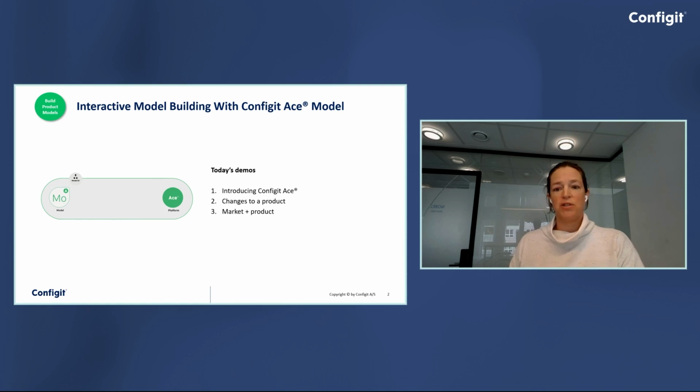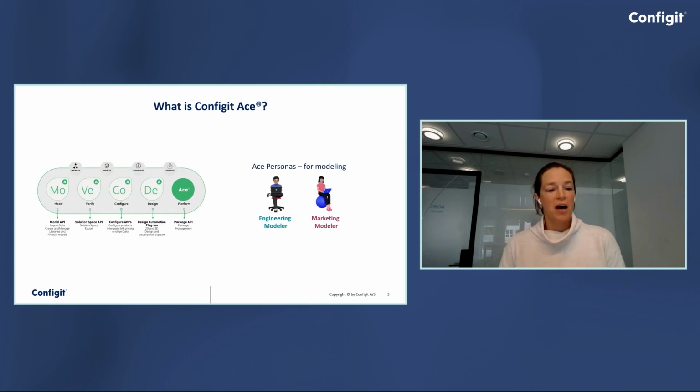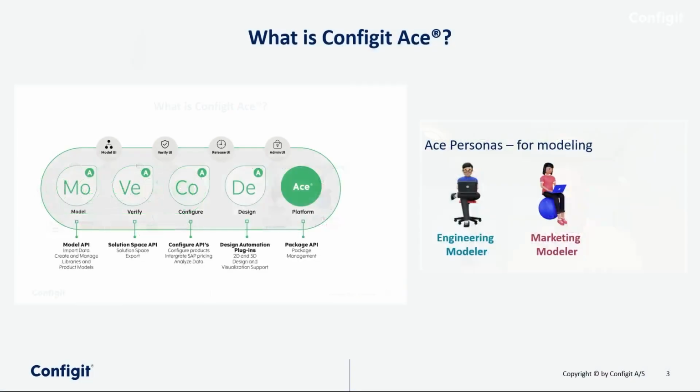But you may be asking yourself, I've heard a lot about ACE. What is ACE? Well, ACE is Configit's platform for supporting configuration lifecycle management. Now if I jump onto the next page, what you can see here is that it's made up of a modeling environment and a verify module. Both the modeling and the verify module have a set of APIs along with UI. And this is the place where most of the modelers are going to spend their time.